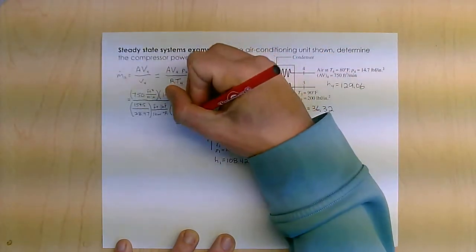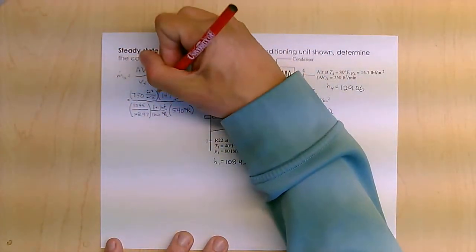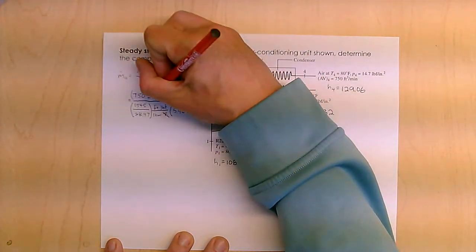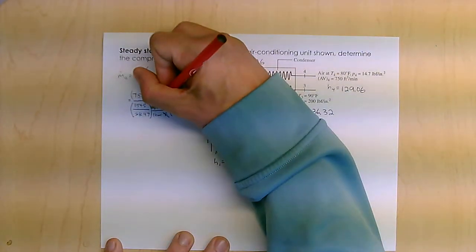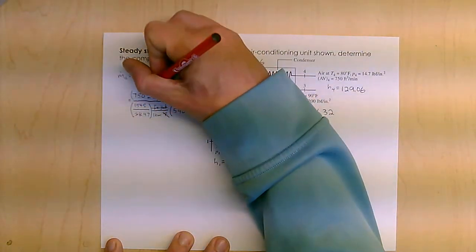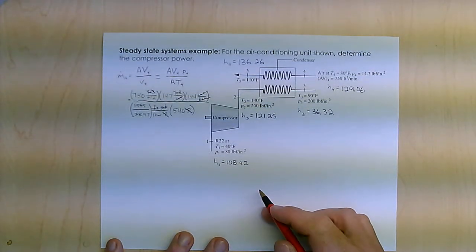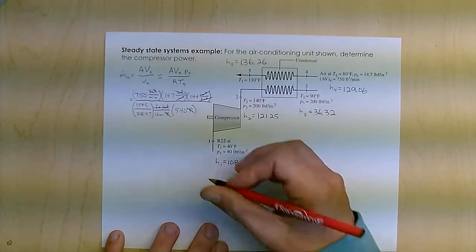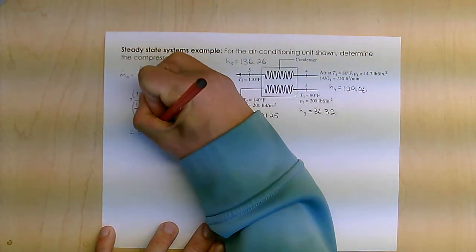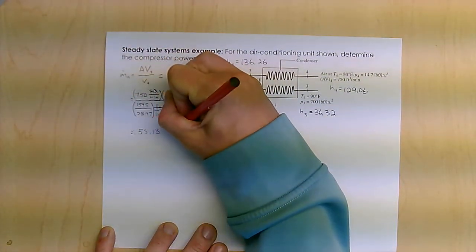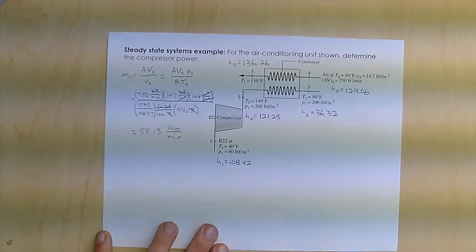So that degrees Rankine cancels with that. What do I have here? Okay, this cancels with two of those. So I have foot-pounds per minute, foot-pounds, foot-pounds. So now I have pounds mass per minute as my units, which is fine with me. So we'll say this is 55.13 pound mass per minute. So that's the mass flow rate of the air.